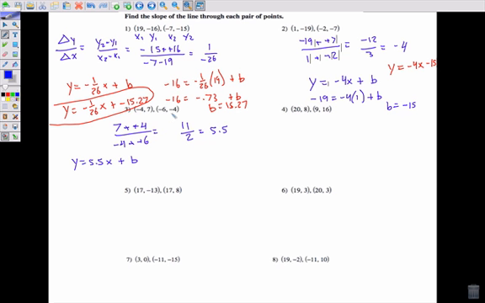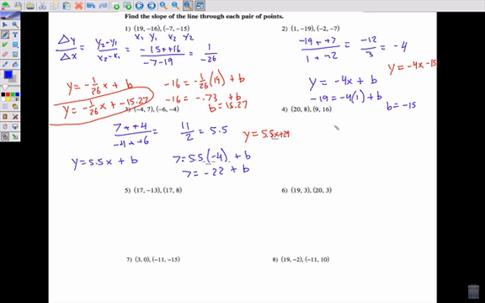From that point, I'm just going to plug in one of these points. So we'll go 7 equals 5.5x plus b. Oops, I didn't put an x. x is negative 4, plus b. So that ends up being 7 equals negative 22 plus b, and b must be 29. So we've got y equals 5.5x plus 29.